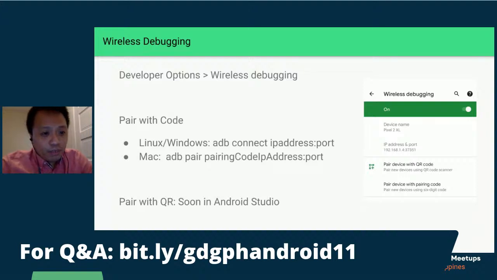And if we're using Mac, we can click pair device with pairing code. The IP address will be displayed there, and then you can do ADB pair, then that code and that IP address. Also, you can see there's a pair device with QR code. It's not yet available, but it's going to be available in a later version of Android Studio.